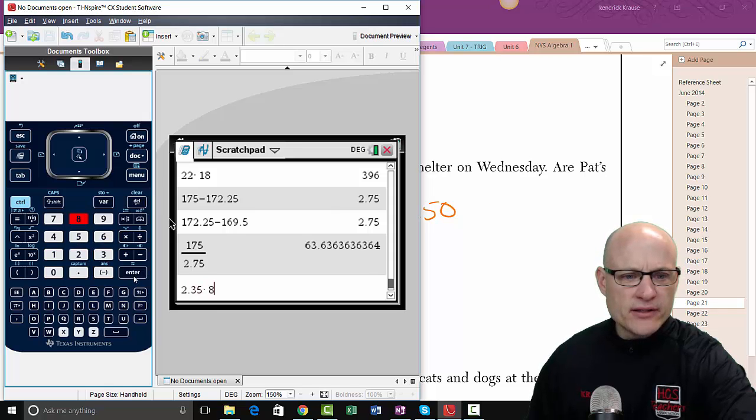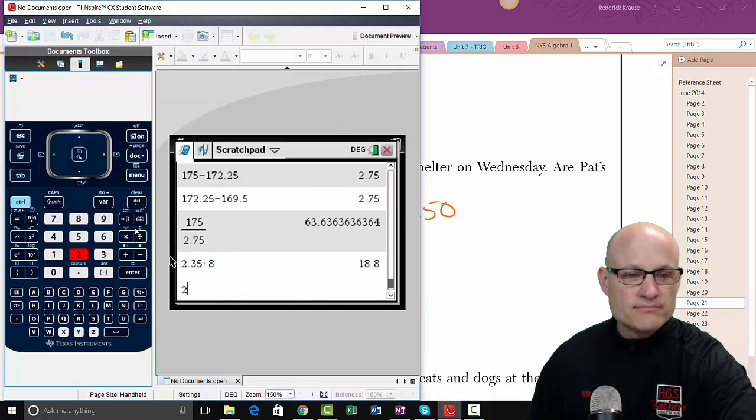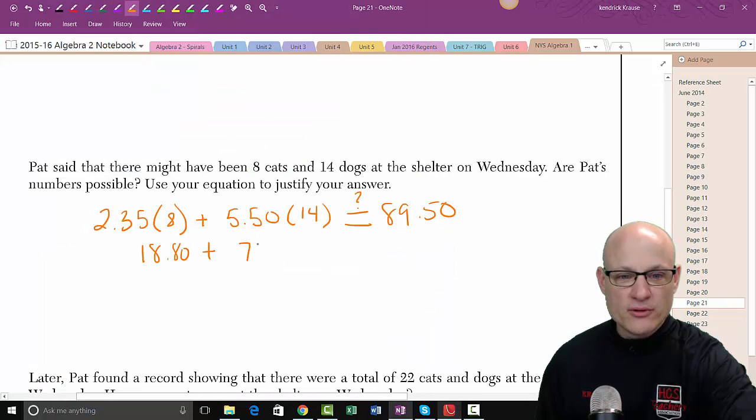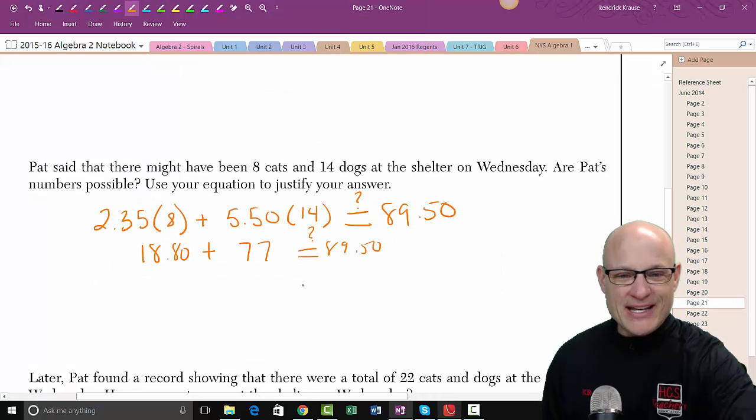So we'll go over to the calculator and we'll do 2.35 times 8 equals 18.80, plus 5.5 times, was it 10? 55. It's 14. This is what happens when you get old, kids. Holy mackerel. I literally just said that equation less than a minute ago, and I've already forgotten all the numbers. Man, 77 buckaroos. Does it equal 89.50? So to this, we're going to add it, and we get 95.80 does not equal 89.50.